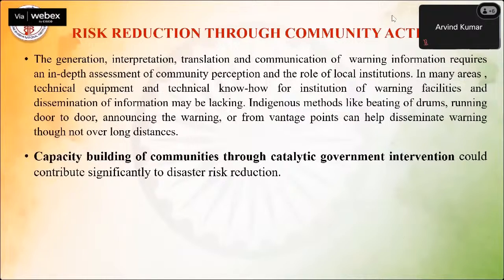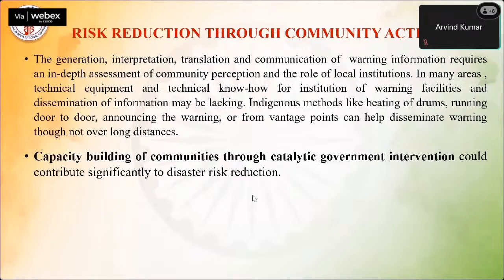Now, risk reduction through community action. This is nothing but the participation of the community, or the actions of the community, which will have a great influence on risk management, on how to reduce the risk. The generation, interpretation, translation, and communication of warning information. Whatever warning comes, whatever hazard details come, whatever the vulnerability is, if it is properly generated, properly interpreted, and the data is properly understood and utilized, it has a great effect on risk reduction.